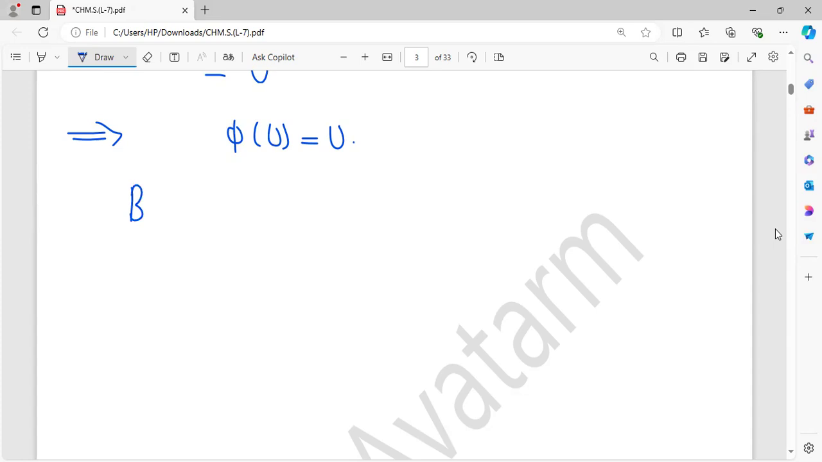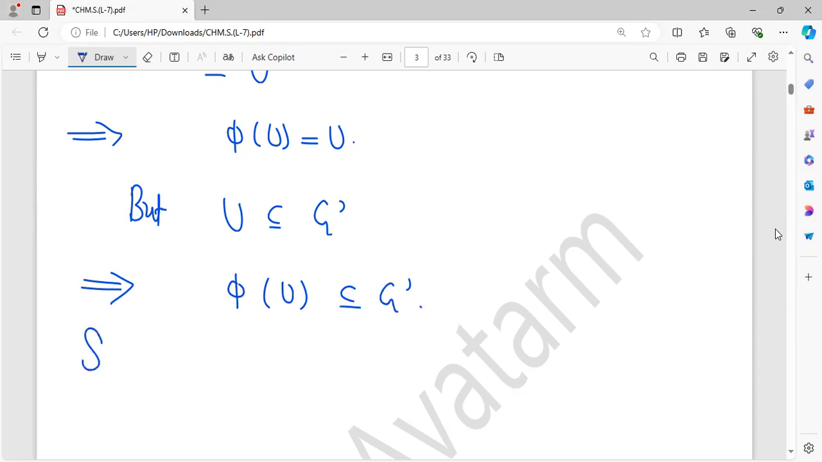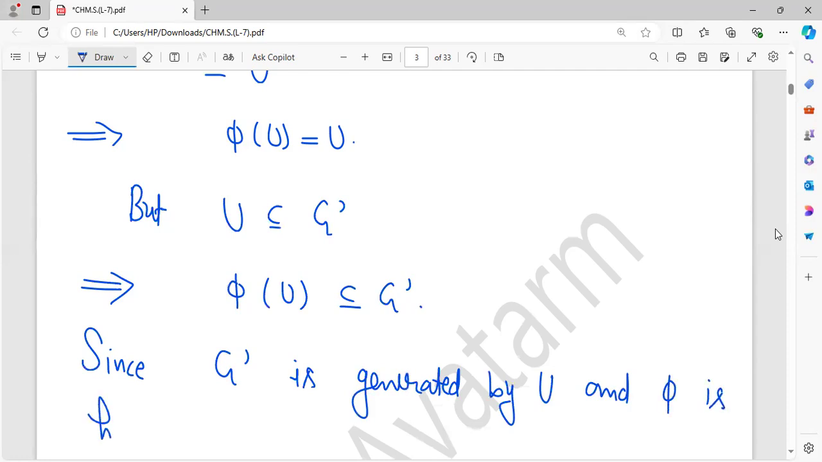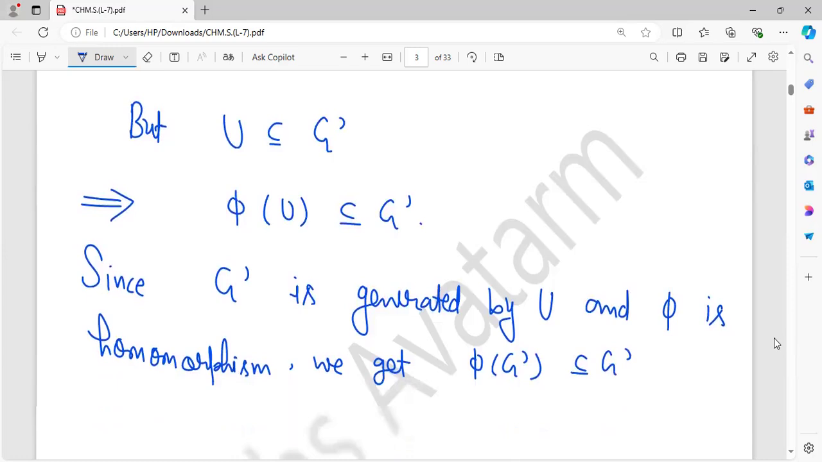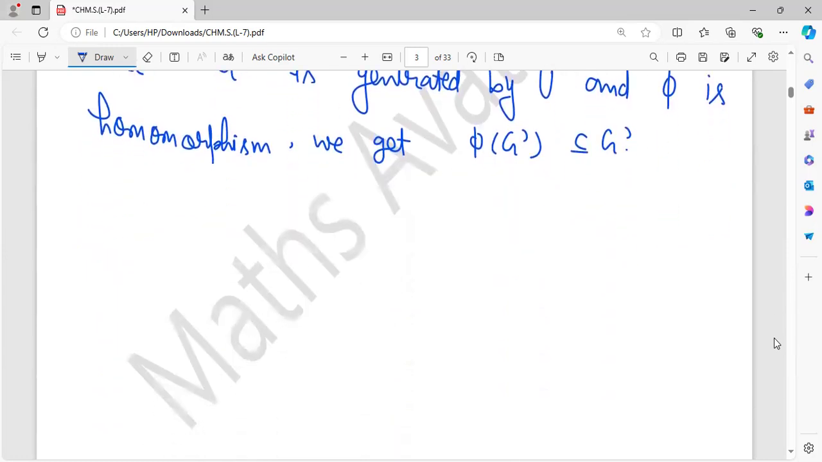But U is contained in G dash. So this implies phi of U is contained in G dash. Since G dash is generated by U and phi is a homomorphism because it is an isomorphism, we get by the property of homomorphism that phi of G dash is contained in G dash. So we have phi of G dash contained in G dash for any isomorphism phi of G.